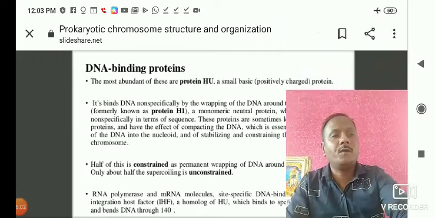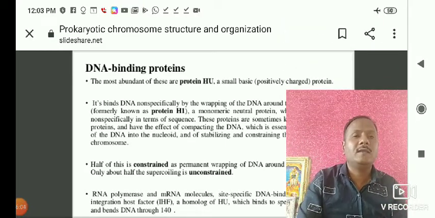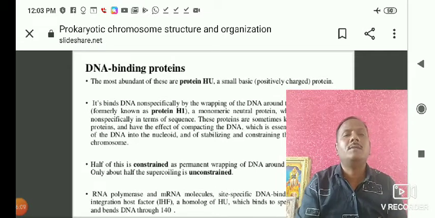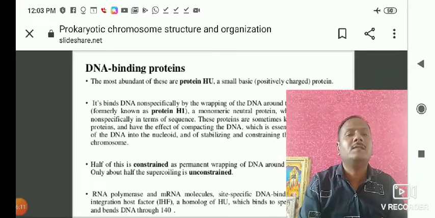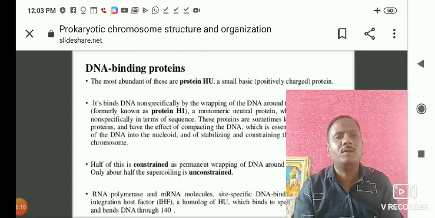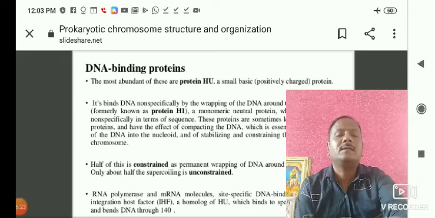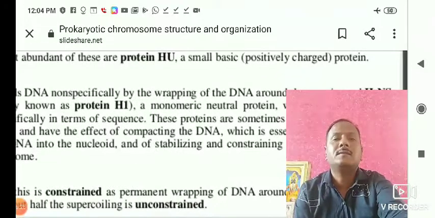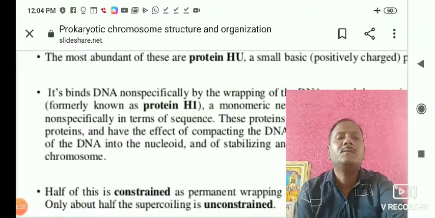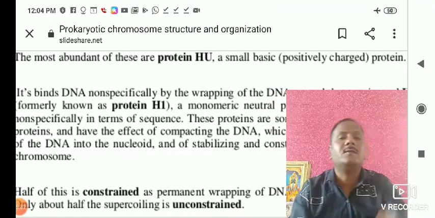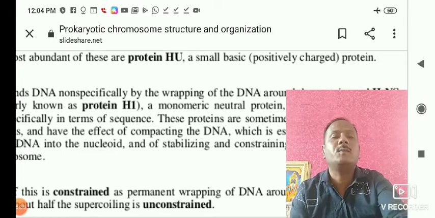There are a number of proteins that are bound to DNA within the cell. The most abundant is the protein HU, which is a small, basic, that is positively charged, protein, because each protein has a specific charge, positive or negative. Apart from that, it binds DNA non-specifically. Some proteins bind specifically, and some bind non-specifically.